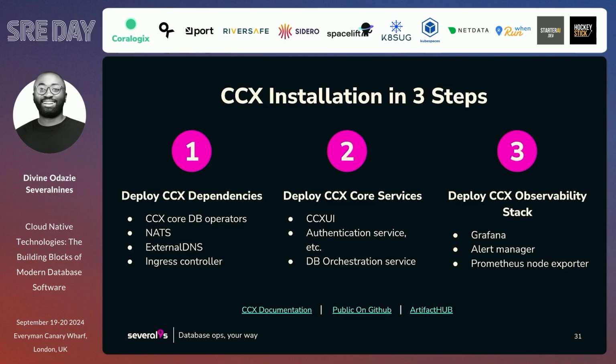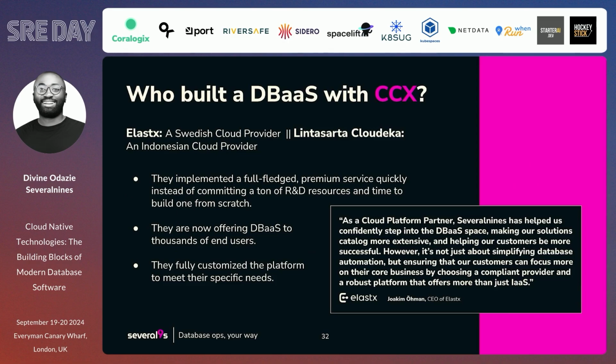For the installation steps, just to give an overview, you first deploy all the dependencies: the core DBs, the ingress controller, and the operators needed to manage the automation of the database. Then the UI, your authentication services, and the observability stack, because you need to know what's going on in your database. All these are public via Helm charts, and you can easily download them, tweak them, and make any change you want. They're also on Artifact Hub, and you have detailed documentation with quick starts and guides that can help you.